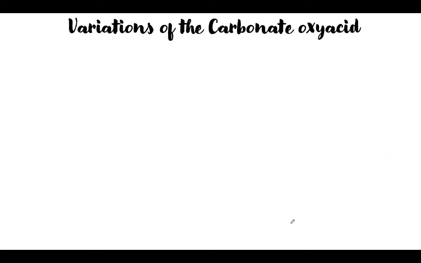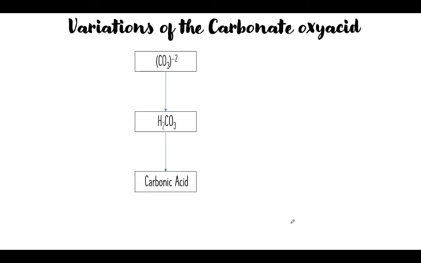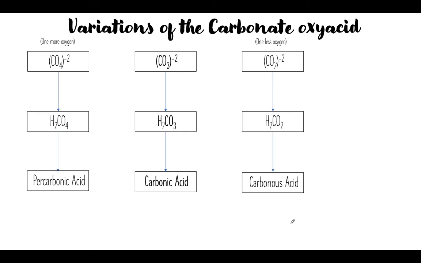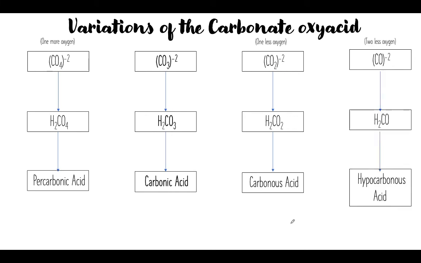Okay, let's look at carbonate. Our standard one is as follows. If there's one more oxygen, it would be H2CO4, and the name is percarbonic acid. If there's one less oxygen, it would be H2CO2 with the name of carbonous acid. If there's two less oxygens, it would be H2CO and hypocarbonous acid.